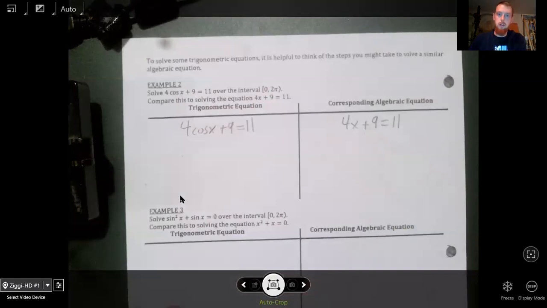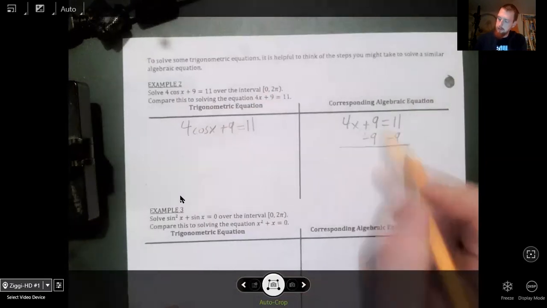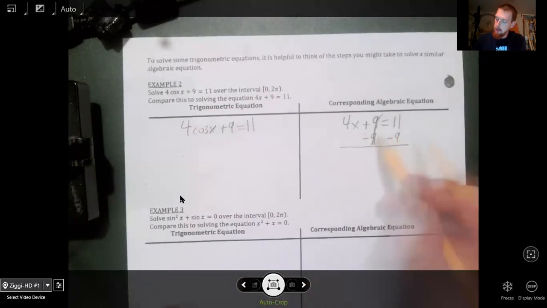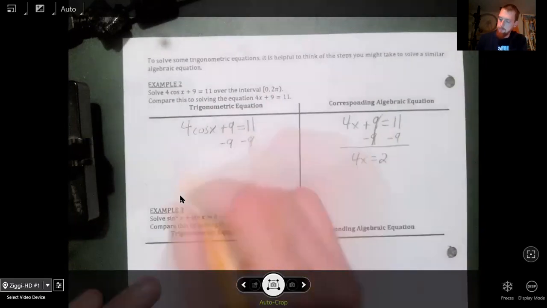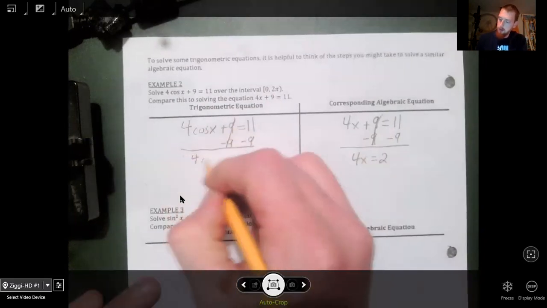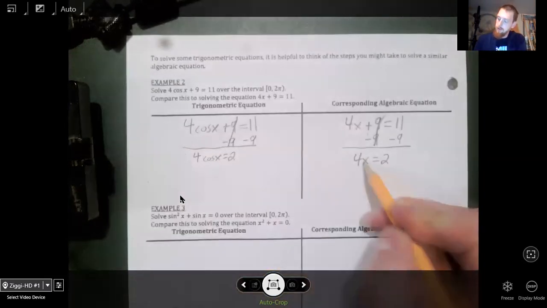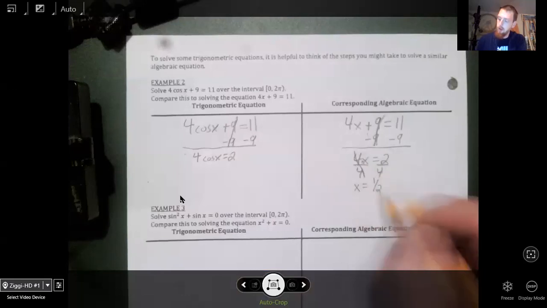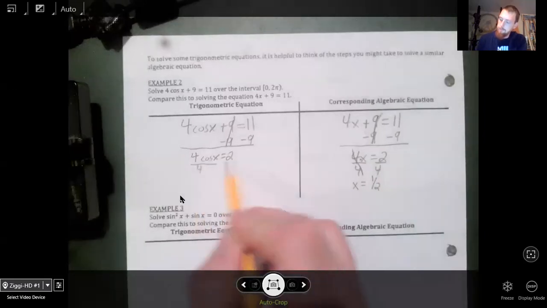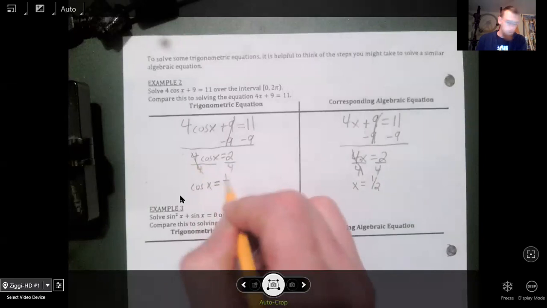You guys are all good at math. You're in an 80-minute math, so I'm not going to patronize you with questions about what the opposite of adding 9 is. That's subtracting 9. So now we've got 4x equals 2. So we're going to take 9 away on both sides here. So 4 times the cosine of x equals 2. Okay. We want to get x by itself. The opposite of multiplying is dividing. So now we've got x equals 2/4. 2/4 is the same as 1/2. So when we divide both sides by 4 here, now we've got cosine of x equals 1/2.